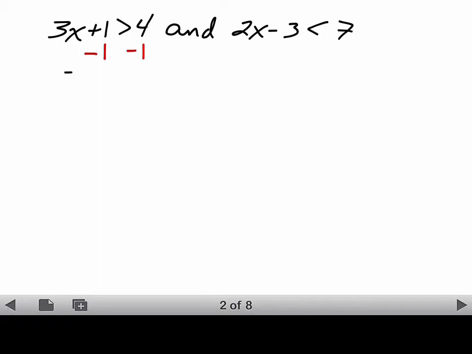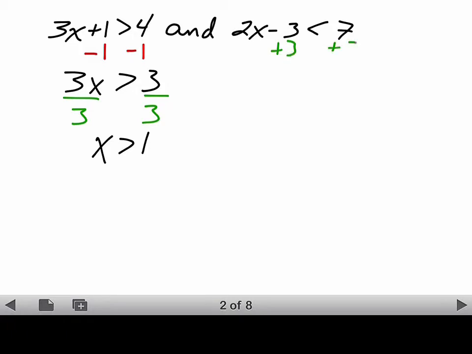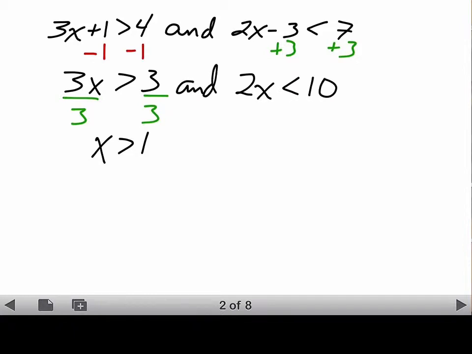And so for the first one, subtracting 1 from both sides gives me 3x is greater than 3. And then I'm dividing by, oh look, a positive 3, so nothing switches. x is greater than 1. For the other inequality, I'm going to add 3 to both sides, like I normally would, and get 2x is greater than 10. Don't forget our "and." And finally, dividing by, again, positive 2 in this case, x is greater than 5, with an "and" in between them.